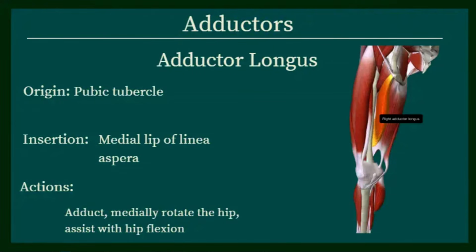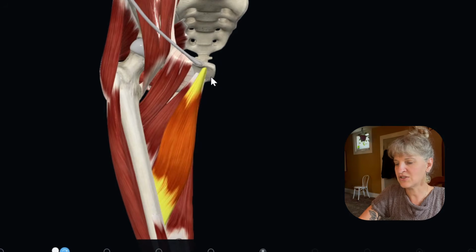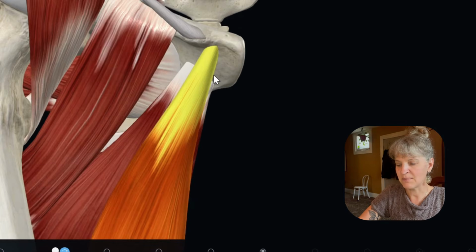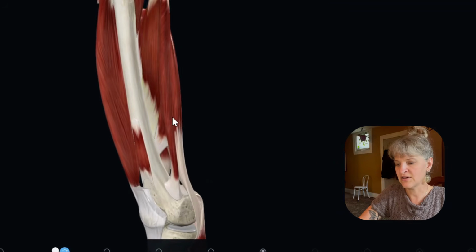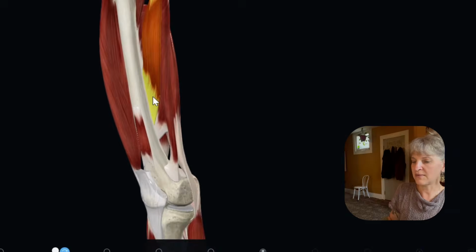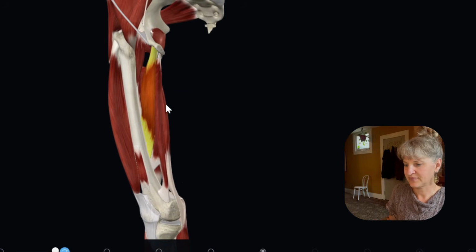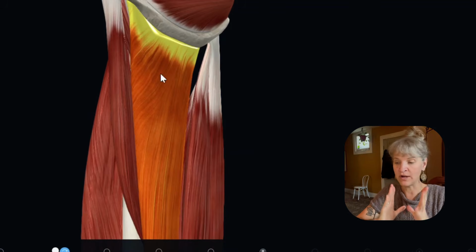Adductor longus, that's the long adductor inside the medial part of your leg. It starts at the pubic tubercle, and then it inserts at the medial lip of the linea aspera, and it's all about bringing those legs together, medially rotating the hip, and it does help a little bit with hip flexion. Adductor Magnus, that's the wide one. The long one is like long, right? The Magnus is the wide one.